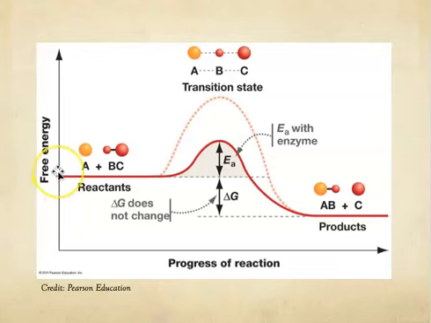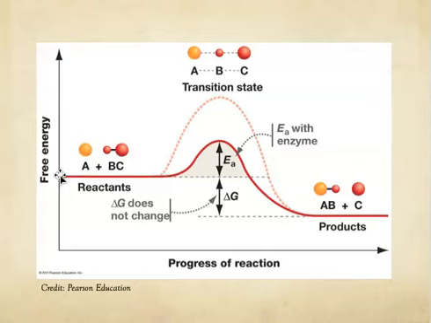So if your reactants are up here and your products are down here, that means some of the energy in the reactants had to have been released. It's not in the product molecules. It's not stored in the product molecules. It had to have been released. That's what an exergonic reaction is, a reaction that has a release of energy.